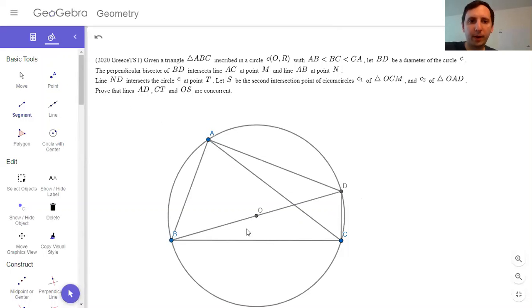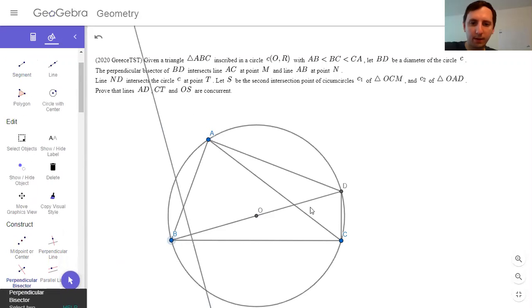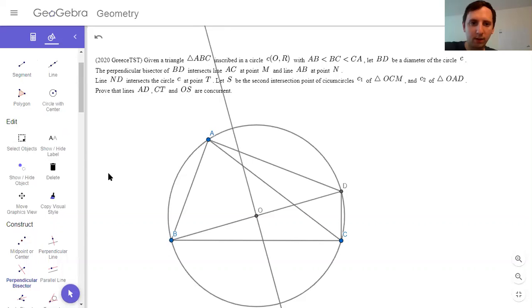The perpendicular bisector of BD, so that passes through O, intersects AC at M and AB at N. So we have to extend AB. So it intersects line AC at M and line AB at N. Okay.